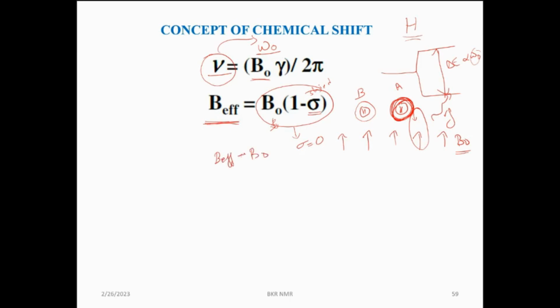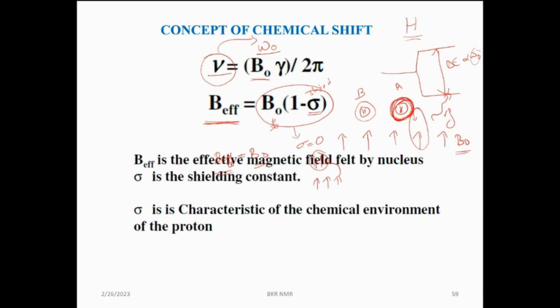That shows what? If sigma is 0, it means the hydrogen does not have electrons surrounding it. So whatever field I give is going to go inside as such. So B effective will be equal to B0 when there is no shielding. That is what they were trying to say. So B effective is the effective magnetic field felt by the nucleus, and sigma is the shielding constant. And sigma is the characteristic of the chemical environment.